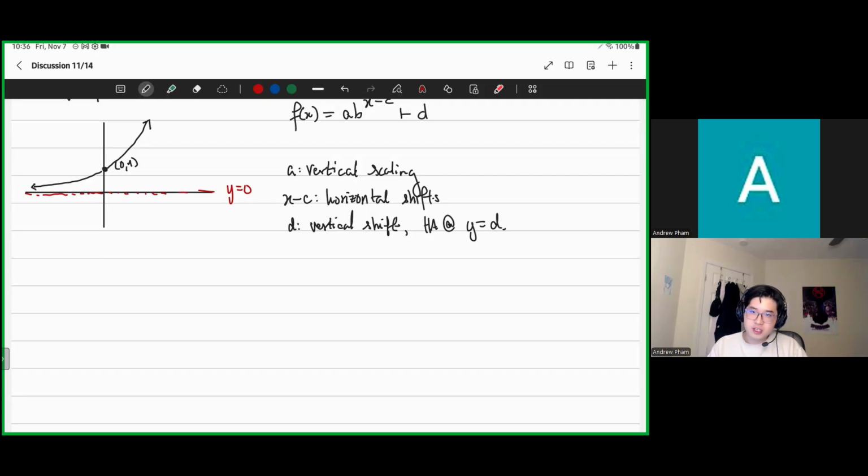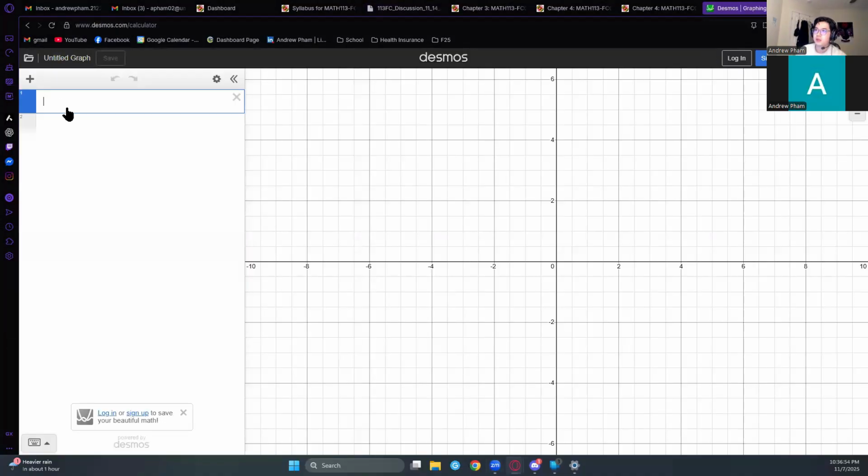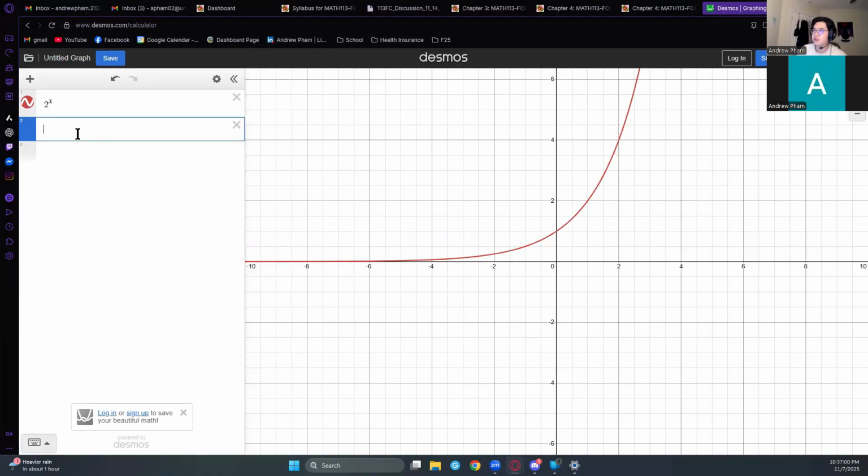And so let's check it out. Let's see what happens by going on Desmos, for example. So if I go on Desmos, and I type in, let's say, 2 to the x, there's clearly a horizontal asymptote here at y is equal to 0.